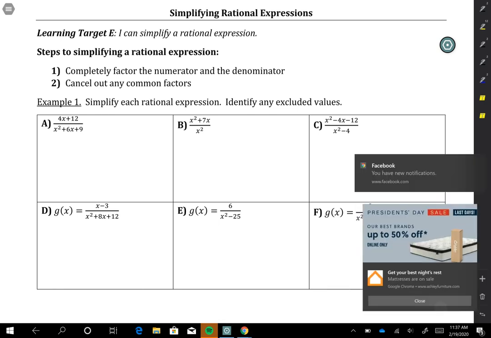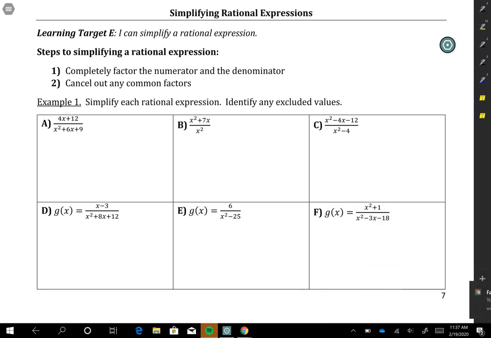Hey guys, welcome to our video lesson in which we are going to be simplifying rational expressions. Now, because we've already been finding vertical asymptotes and holes in rational functions, this is going to be super easy. We're basically doing the same thing and just writing our answer as what's left over and making sure that we identify any excluded values.